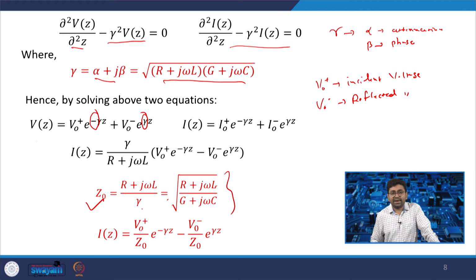This is called the characteristic impedance of the transmission line. The characteristic impedance is defined for each transmission line, and it will be the same throughout the transmission line. So you can write I(z) in terms of V0+ and Z0, which is (V0+/Z0) e^(-γz) minus (V0-/Z0) e^(γz).